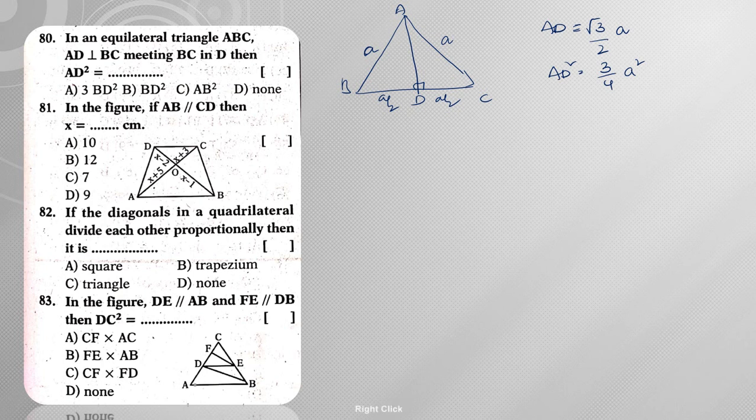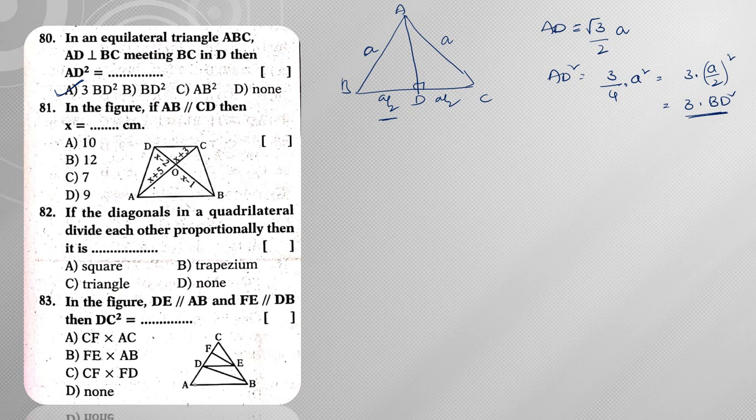Since I need it in terms of BD, I can do squaring on both sides. This gives me 3 by 4 into A square. Now I can write A square by 4 as A by 2 whole square. Here A by 2 is nothing but BD, so I can write it as 3 times BD square. Right? When I do squaring, there won't be any square root. So 3 by 4 into A square is 3 into A by 2 whole square, which is 3 times BD square. AD square is equal to 3 times BD square.